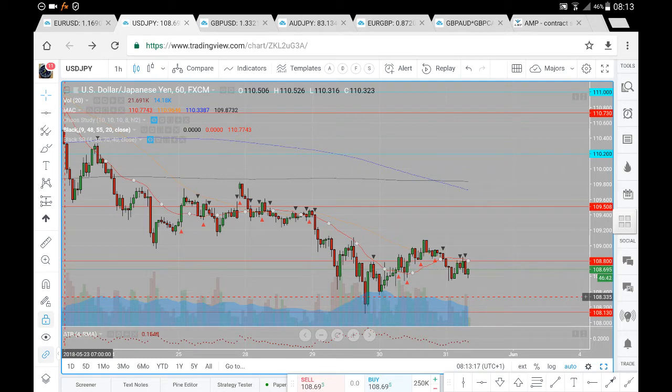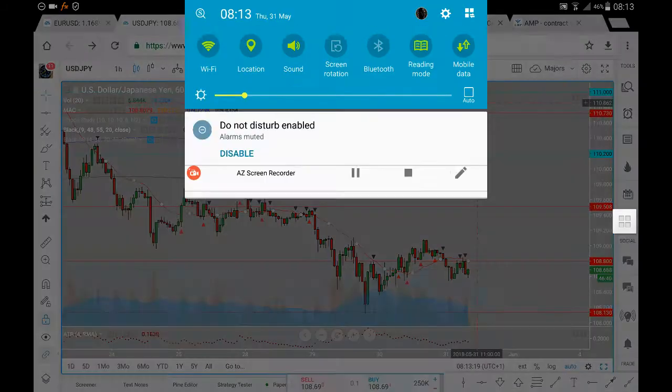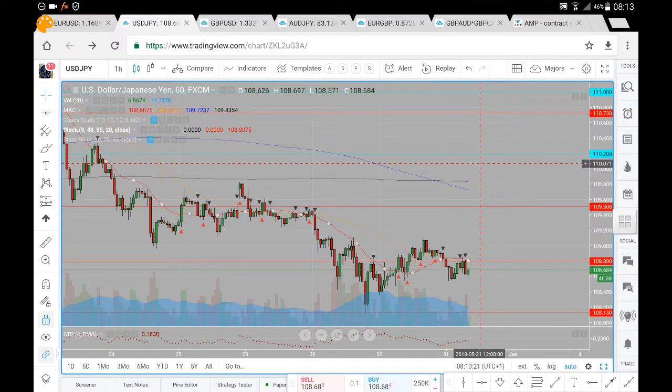So this is the US dollar Japanese yen analysis for Thursday, 31st of May. Now, let's have a look at prices and where prices may likely go. Previously we had price come down towards this 108.13, a level previously identified, from which we did see the bullish buy side momentum take us back up towards that 108.80.